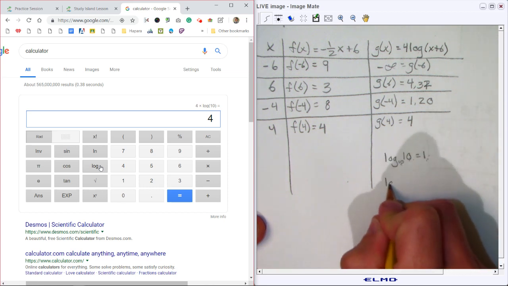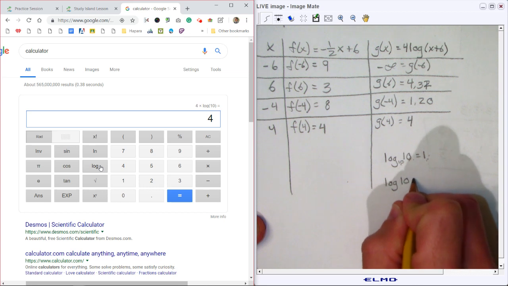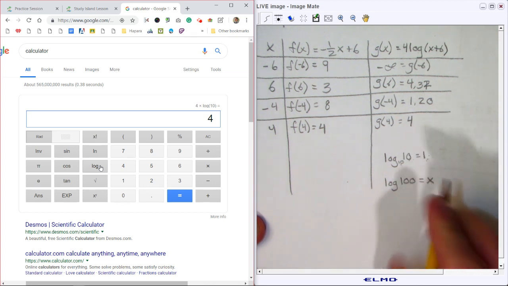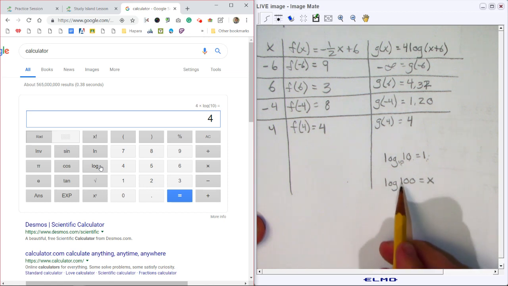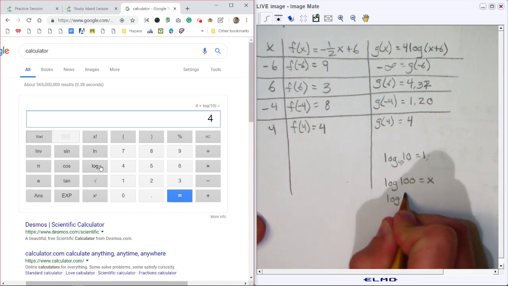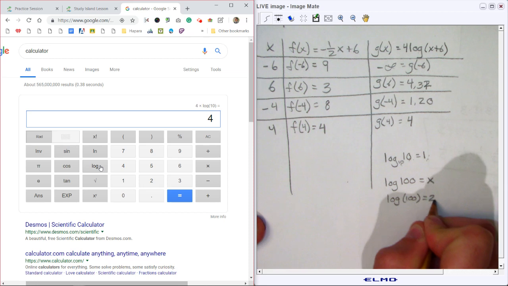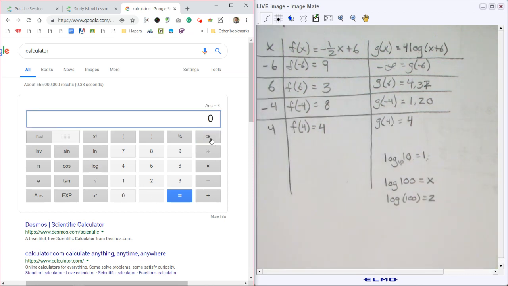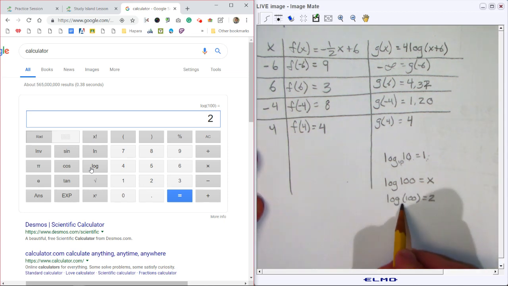So if I wrote log 100 equals x, what I'm saying is 10 to what power is 100? Well, 10 to the second power is 100. So log 100 is equal to 2. And if you plug that into the calculator, it will confirm that for you. All you have to do is say log 100, enter. Let's try it again. Log 100 is what we're doing. Enter, and we get our 2. So that's what it's asking you: 10 to what power is 100?